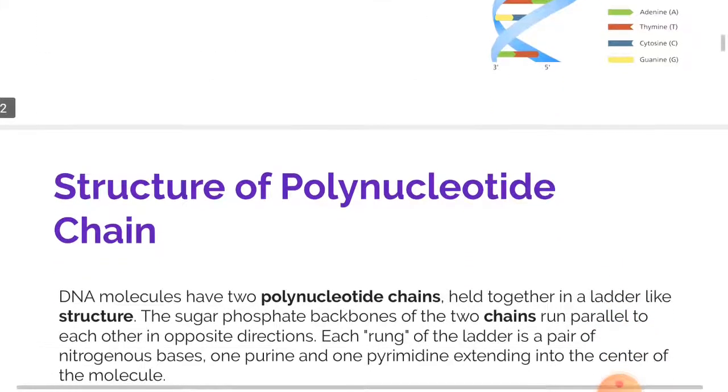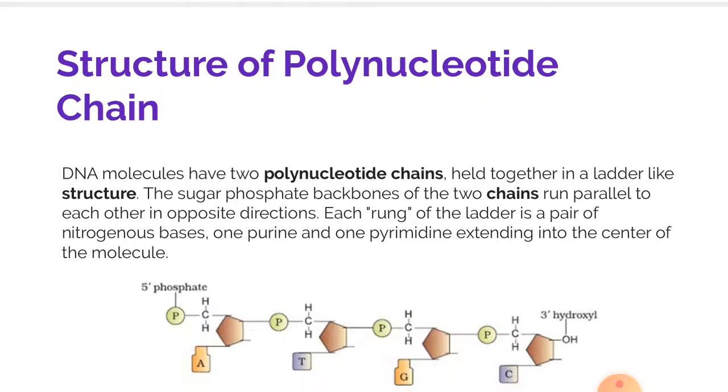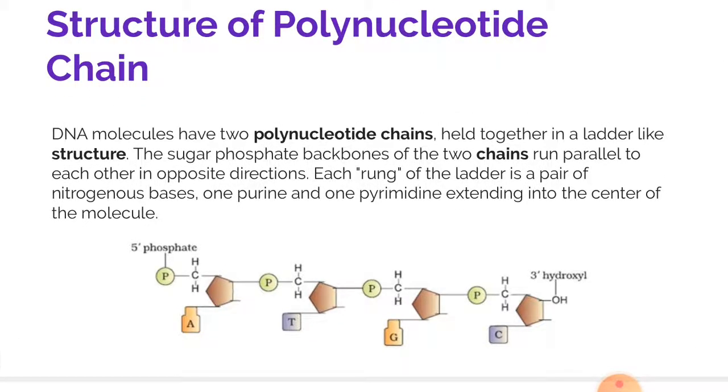So, we come down to the structure of the DNA. And DNA is made up of a polynucleotide chain, not one but two such chains. So, DNA molecule has two polynucleotide chains held together in a ladder-like structure. The sugar phosphate backbones of the two chains run parallel to each other in opposite directions. Each rung of the ladder is a pair of nitrogenous bases, one purine and one pyrimidine, which extends into the center of the molecule.